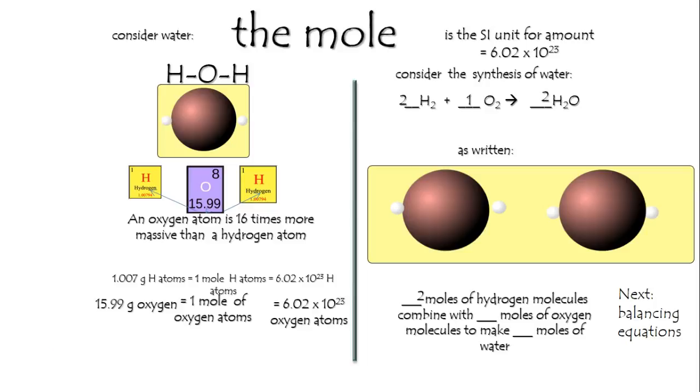We could also say that 2 moles of hydrogen molecules, that's 4 grams, combined with 1 mole of oxygen molecules, that would be 32 grams, to make 2 moles of water, that's 36 grams. That's our basic introduction to the mole. Our next review topic will be balancing chemical equations.